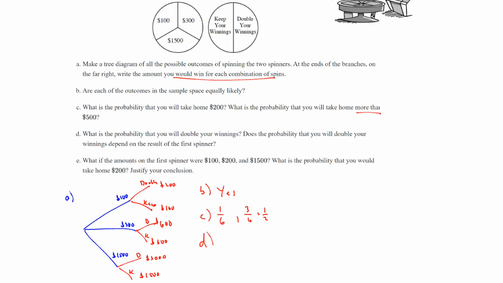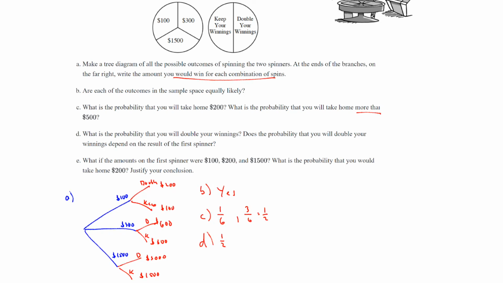On part D, what is the probability that you will double your winnings? Does the probability that you will double your winnings depend on the result of the first spinner? So the probability of doubling your winnings, once you spin and you get the first dollar amount, you're either going to double or you're going to keep it. So that's going to be half that you will double your winnings.